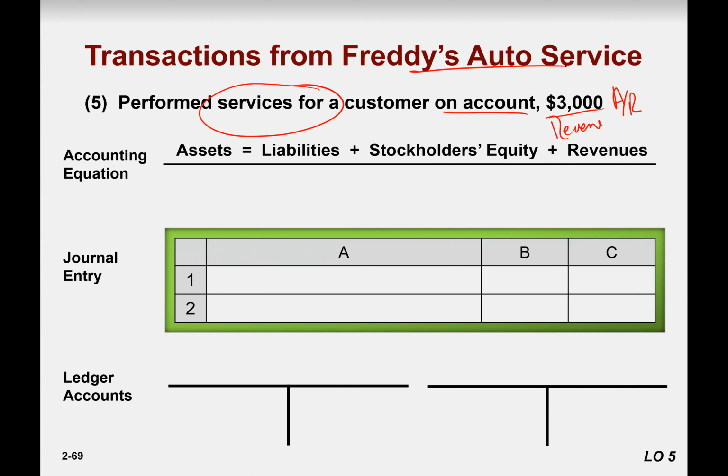So now tell me, what will happen to these accounts? Increase or decrease? Accounts receivable, increase or decrease? Increase. Revenue, increase or decrease? Increase. So what are the debit and credit rules? Accounts receivable increase means? Debit. And revenues increase means? Credit. Well done. And how do you pronounce the entry? Accounts receivable to revenue. Well done.